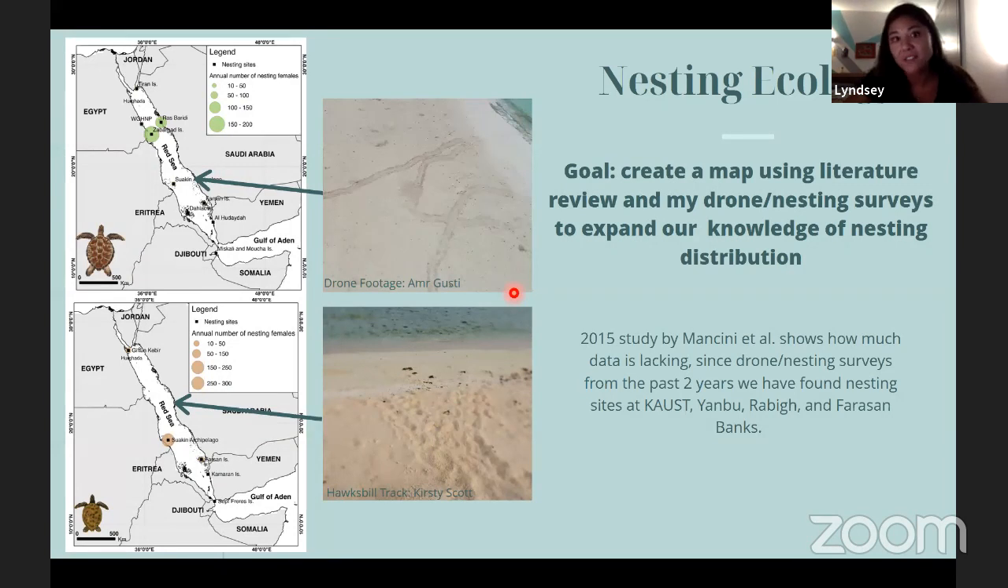That's why we're doing all these surveys to try to figure out where exactly they're nesting. In the past 2 years, we found nesting sites, as I mentioned, at Kaus, a few more at Yambu, in Rabik, and the Farazan Banks that were never published before. So that's why we were trying to do this study.